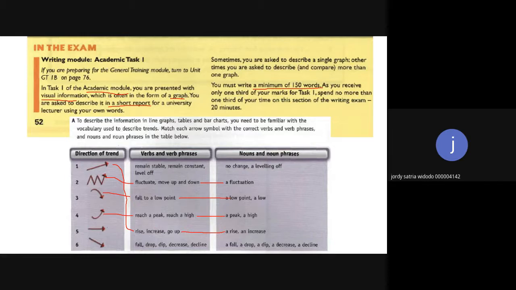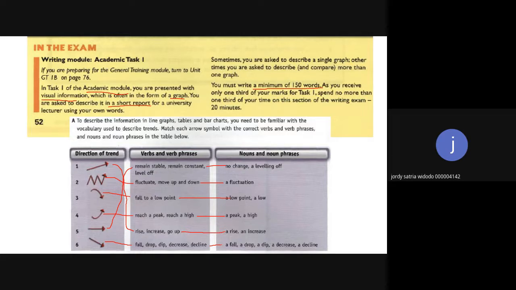This one must be remain stable, remain constant or level off, no change, a leveling off. Then the last one must be fall, drop, dip, decrease and decline, or a fall, a drop, a dip, a decrease or a decline. Now you can choose randomly wherever you want to go. Then you need to play with the words themselves, because you cannot use the same words again and again. It will be considered monotonous.